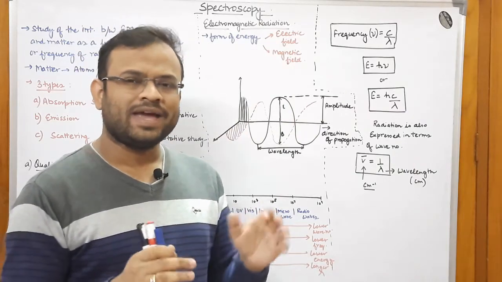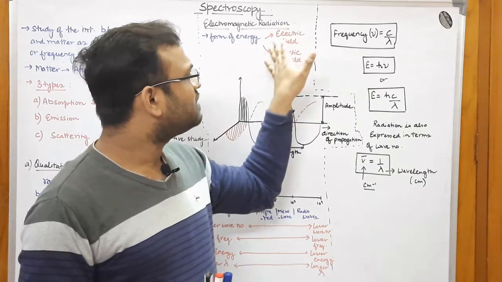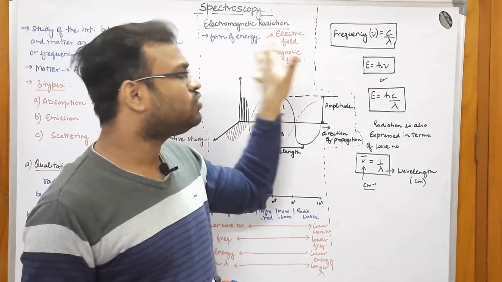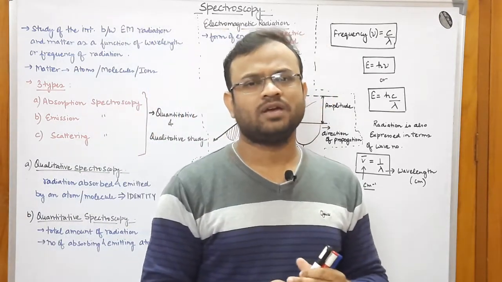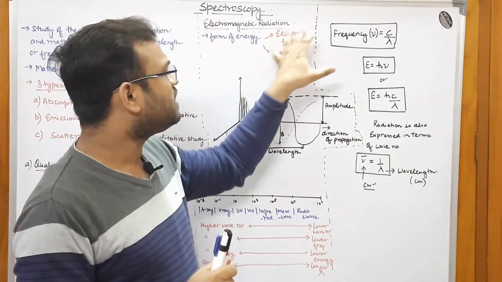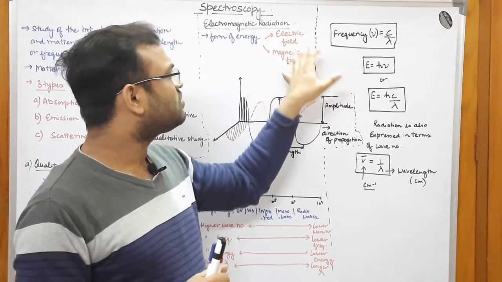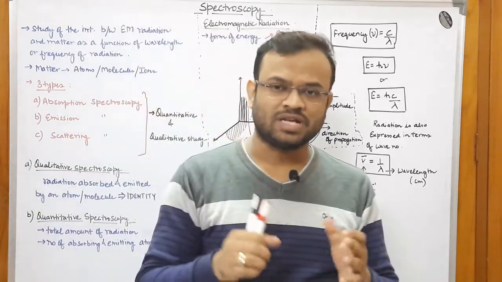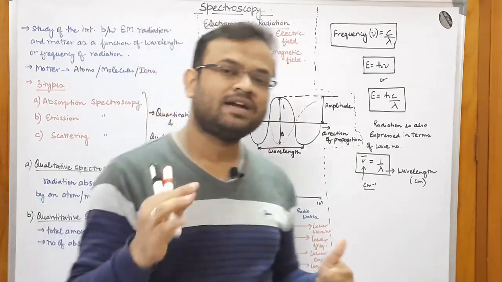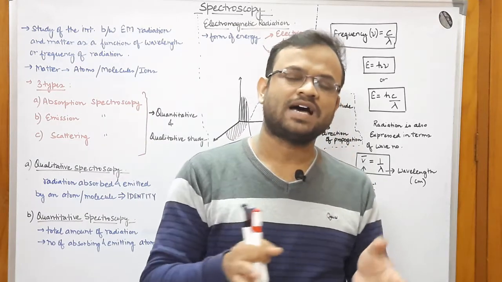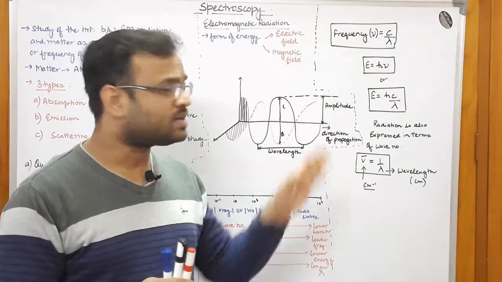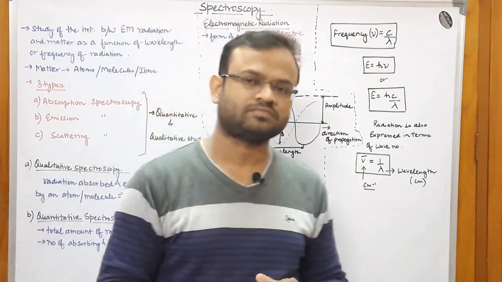Now, this energy has a characteristic feature: it has two components. One component is the electric field, the other component is the magnetic field. Now you would be able to understand why we call it electromagnetic radiation. Because it has an electric component and also a magnetic component, it is called electromagnetic radiation.